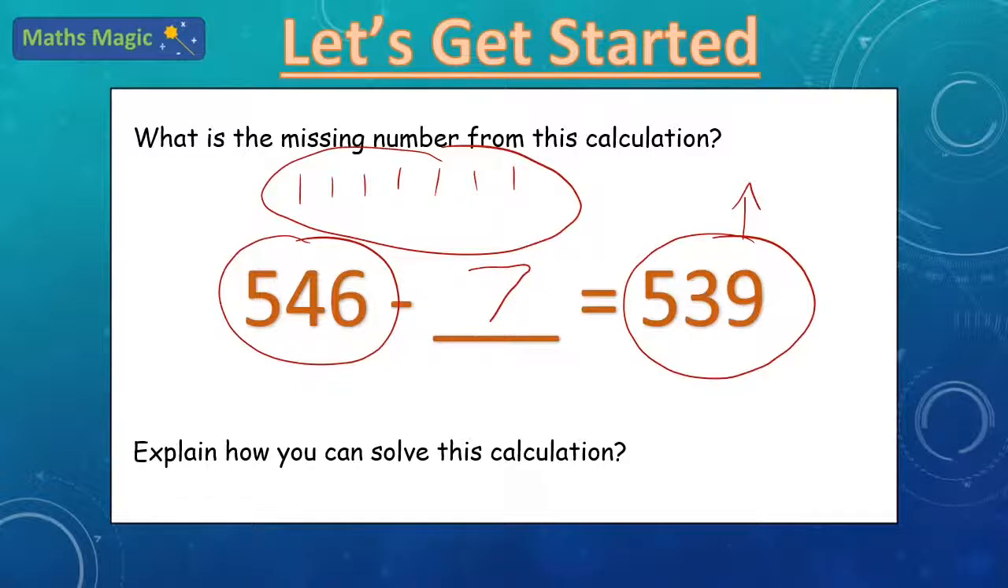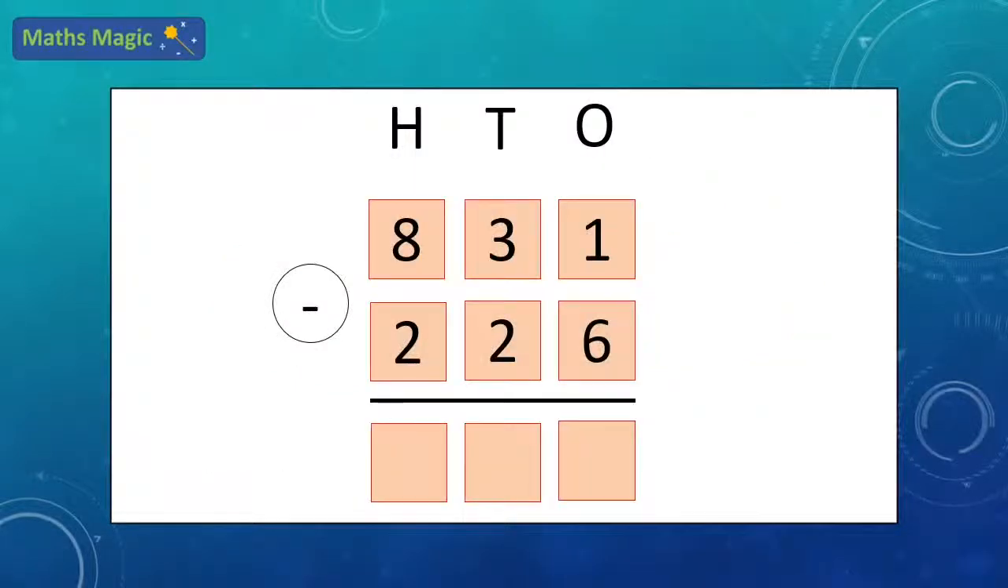Now let's take a look at our method. The question is 831 subtract 226. For the formal subtraction method, we have arranged these numbers into their place value columns of ones, tens and hundreds. If you'd like to have a go of this yourself, pause the video now. Right, let's have a look at how to solve this calculation.